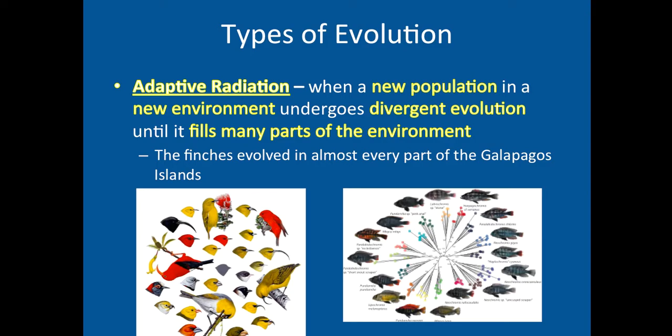So this is just a little bit different than divergent evolution in the way that divergent evolution diversifies, or one common ancestor gets different, but adaptive radiation is like that, on steroids. So if you look at all of the fish, there's a whole lot going on there. So the big things that I want you to highlight here is that it's a new population in a new environment. It's still going through divergent evolution, but now it's on steroids. So now it fills many parts of the environment.